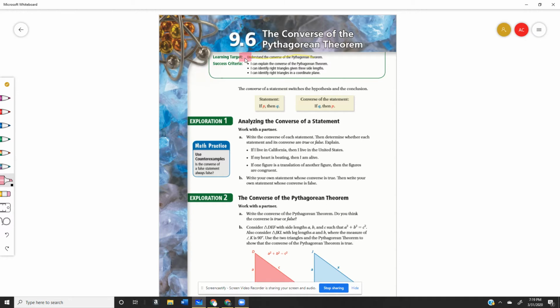Okay, so here's our learning target, and these are our success criteria. That last success criteria is going to be our ability to identify right triangles in a coordinate plane.